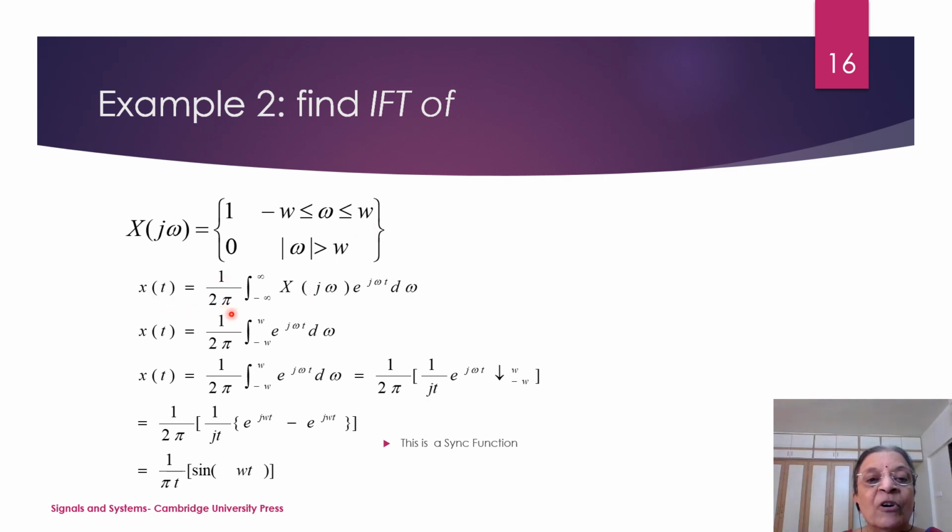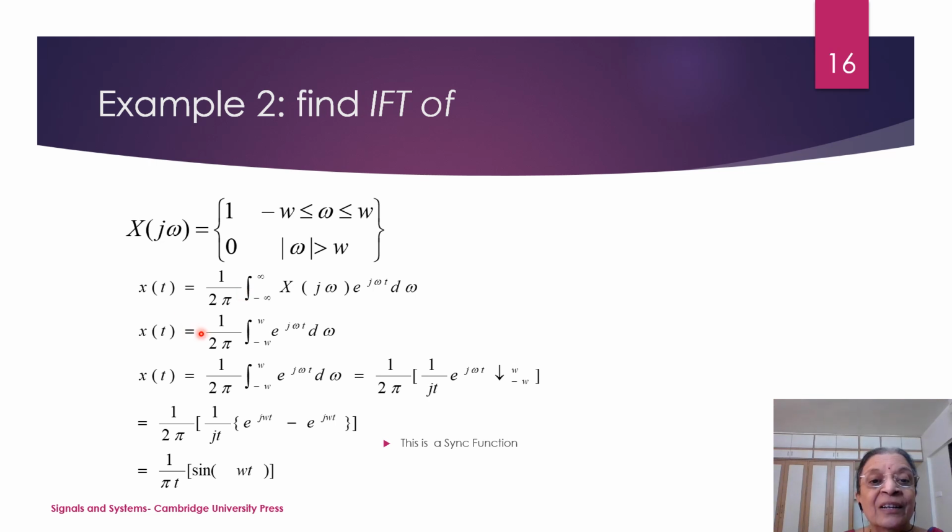x(t) is equal to 1 upon 2 pi, integration from minus infinity to infinity, X of j omega, e raised to j omega t d omega. Now in this case, if you compare the formula for the Fourier transform and the inverse Fourier transform, you will find that there is a factor of 1 upon 2 pi, but the nature of the formula remains the same. In the Fourier transform, you have minus j omega t here, and in the inverse Fourier transform, you have j omega t here.